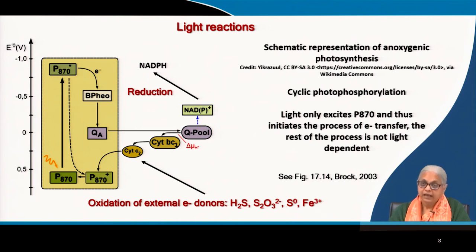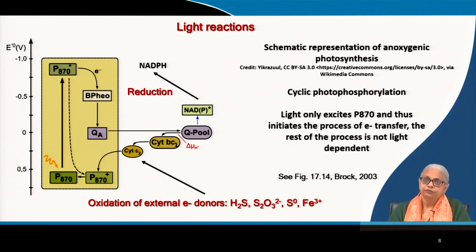When this wavelength of light falls on this molecule, there is excitation of the electrons. The electrons are bumped up to a higher energy level, so you can see that the electron potential increases. Then this set of electrons is passed through the electron transport chain. You have bacteriopheophytin, and a series of quinones: quinone A, quinone B, the quinone pool, and then cytochrome bc1 and cytochrome c2.